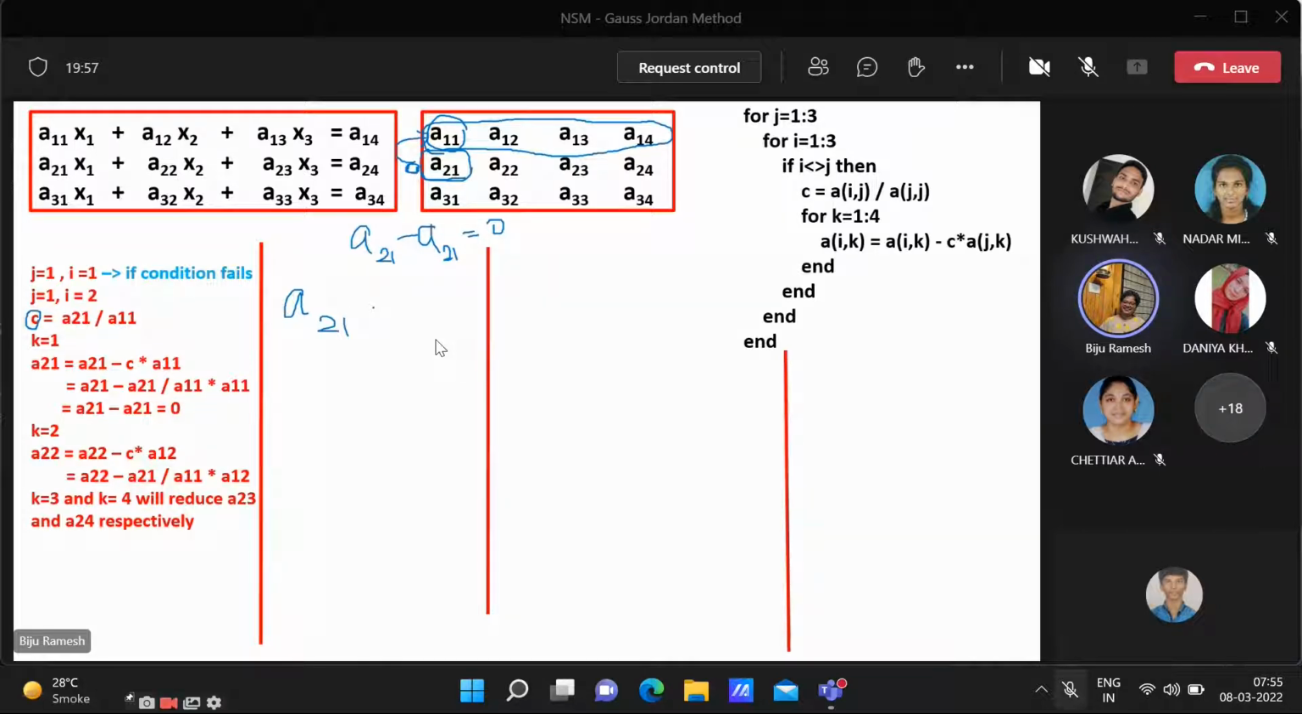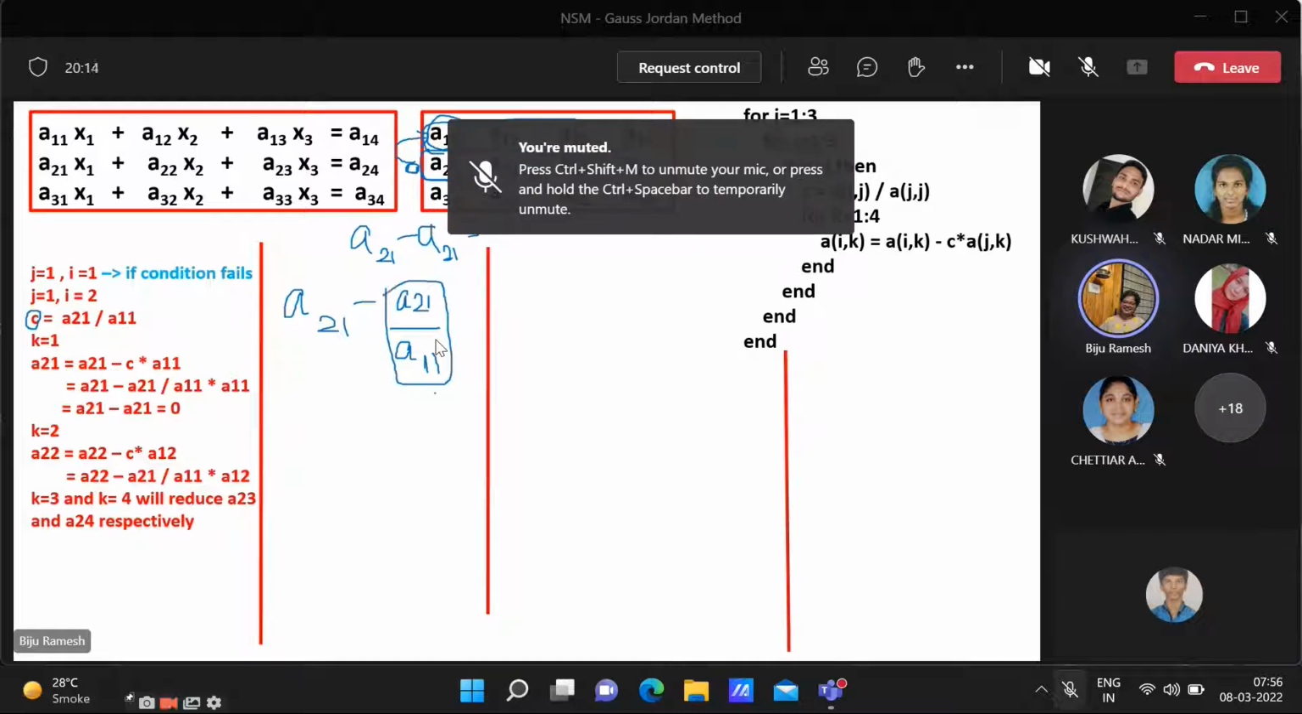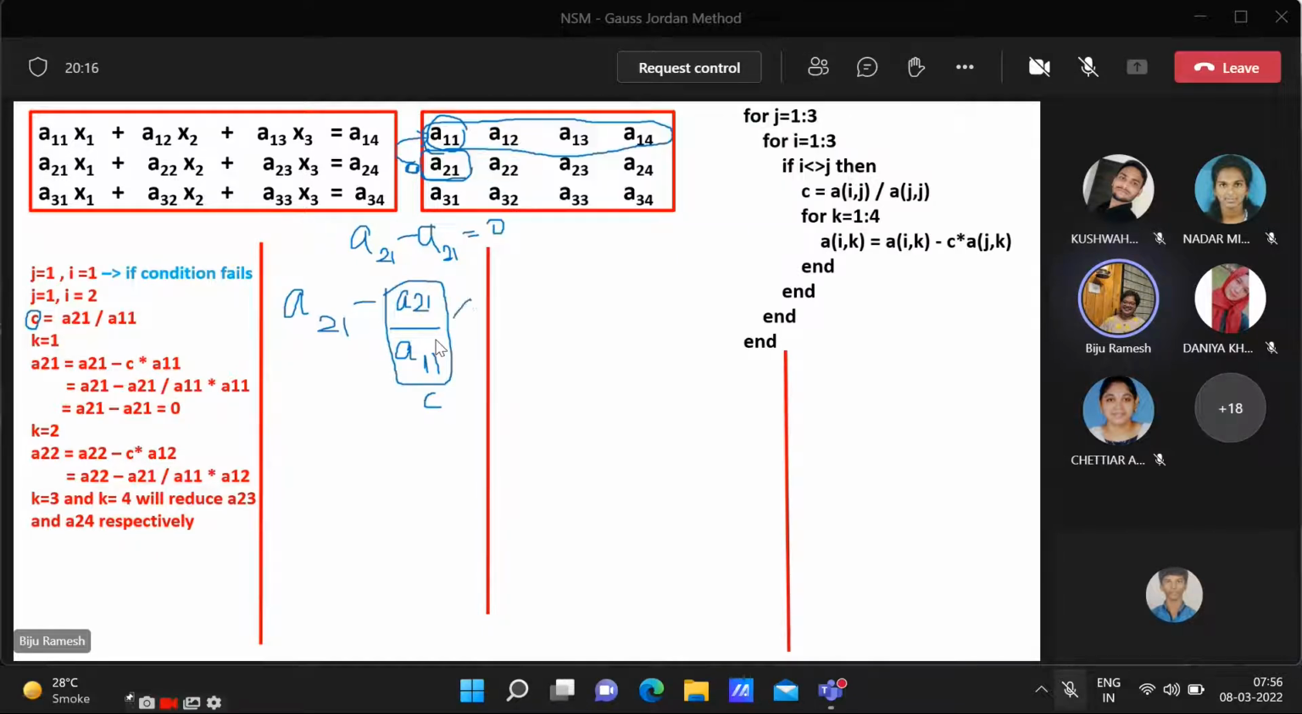I should get a21 here. So what should I do for that? First I find the constant. The constant that I find will be a21 divided by a11. This constant I multiply by the coefficients of whatever you see in your first row.